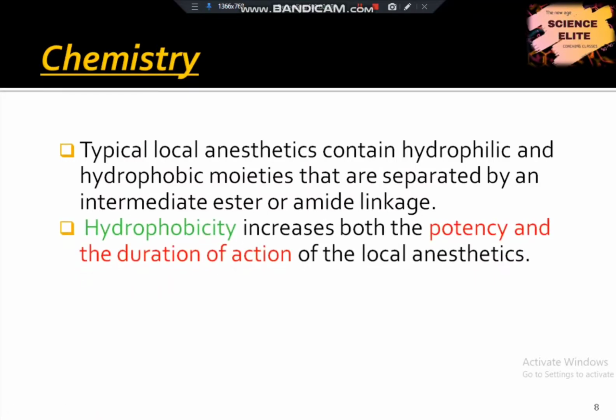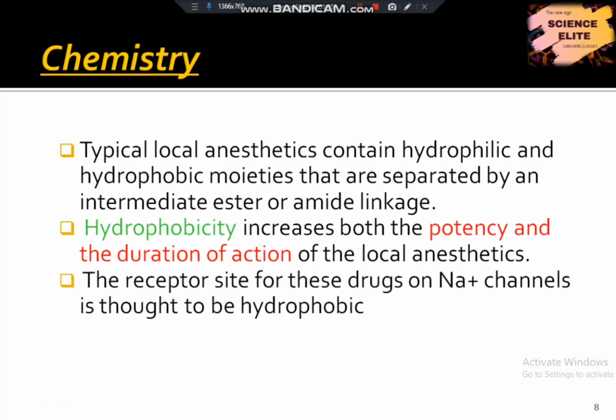Hydrophobicity increases both the potency and duration of action of local anesthetics. This is the next most important point, that hydrophobic character means the more lipophilic the drug is, the more potent it is and the longer its duration of action. The reason behind it is very simple and we will study it in detail in the further slides. The receptor site for these drugs on sodium channels is thought to be hydrophobic.